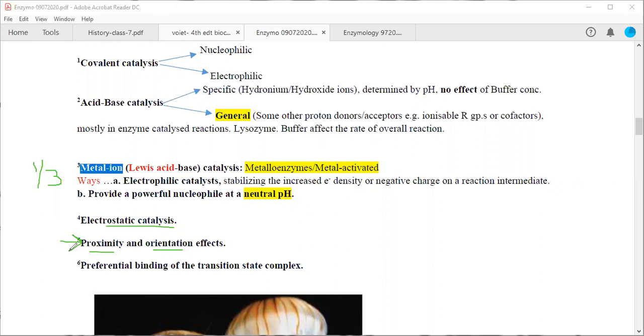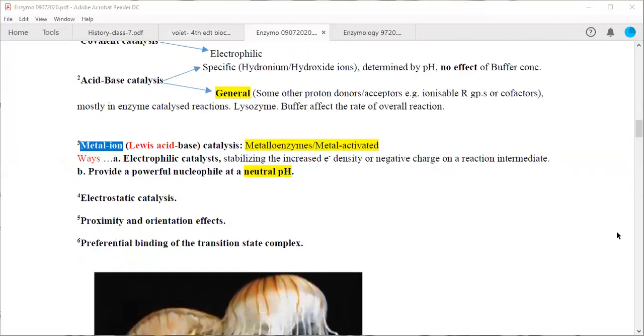This means the enzyme will hold the two substrate molecules in such a way that they can collide with a resultant reaction, so that the reaction can happen. And there is also preferential binding of the transition state complex. So the transition state complex will bind to the enzyme more efficiently. Let's also look into these classes. But before that, there is an example of metal ion catalysis. So you will look here.